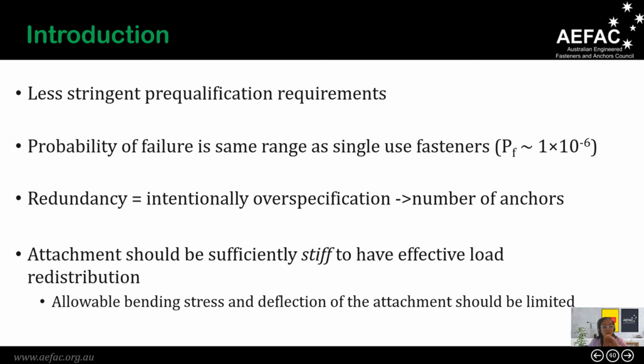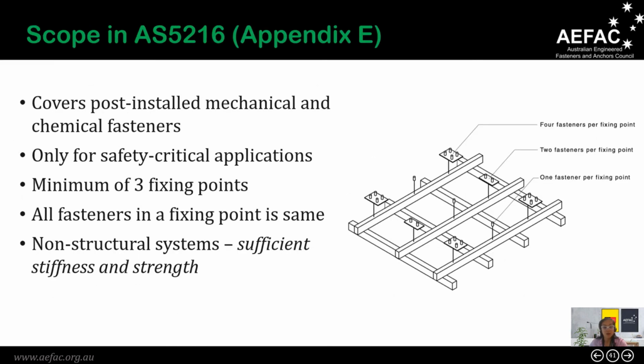The attachment should be sufficiently stiff to have effective load redistribution from one anchor to the other should failure occur. Hence, the allowable bending stress and deflection of the attachment should be limited. So the scope in AS 5216 under Appendix E covers post-installed mechanical and chemical fasteners. So this can be your concrete screw anchors, the torque control expansion anchors, drop-in anchors, and bonded fasteners. AS 5216 only covers safety critical applications. So Appendix E only applies for non-structural redundant fastenings for use in safety critical applications.